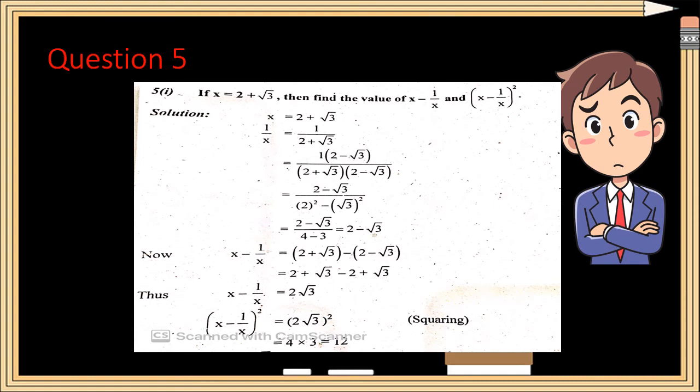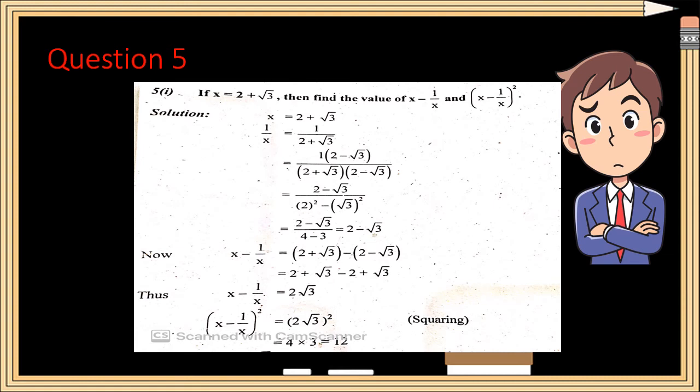So now you can find x minus 1 over x. You have x is 2 plus square root of 3, and 1 over x is 2 minus square root of 3. So just put the values, and you should not ignore the negative sign. Now 2 plus square root of 3 minus 2, and minus minus will give you plus. So you have plus square root of 3. Now you will just solve the equation, and you have 2 square root of 3. So x minus 1 over x is 2 square root of 3.